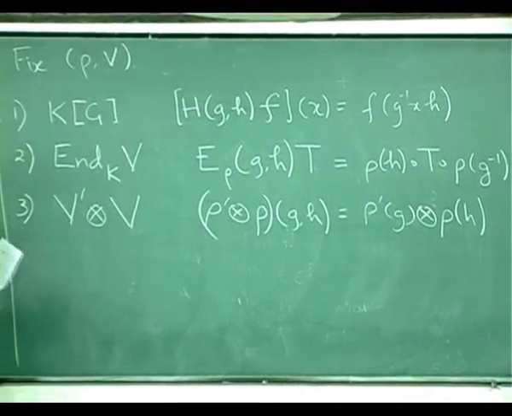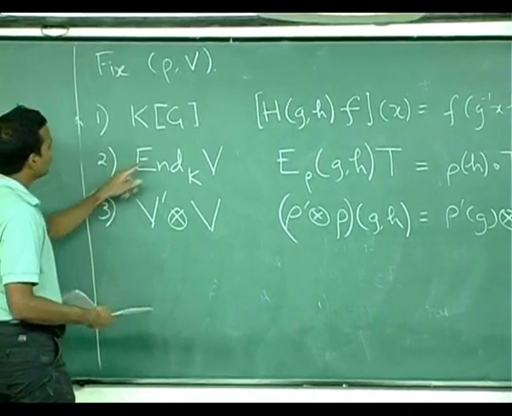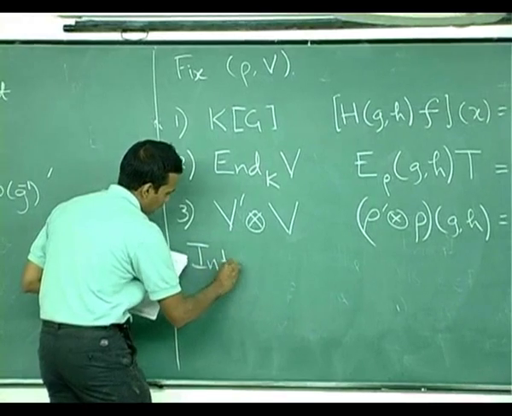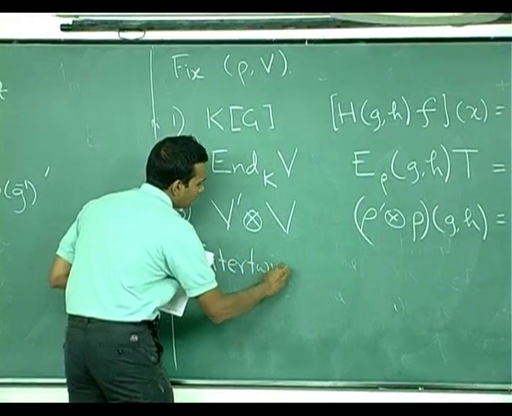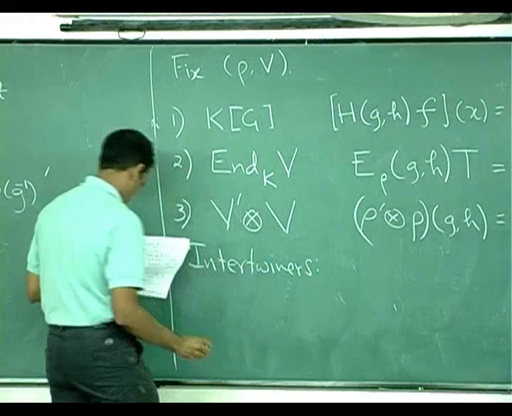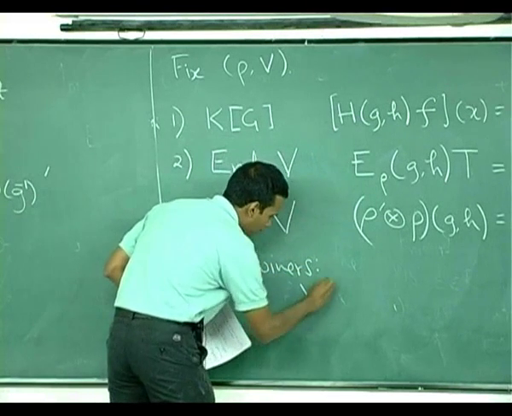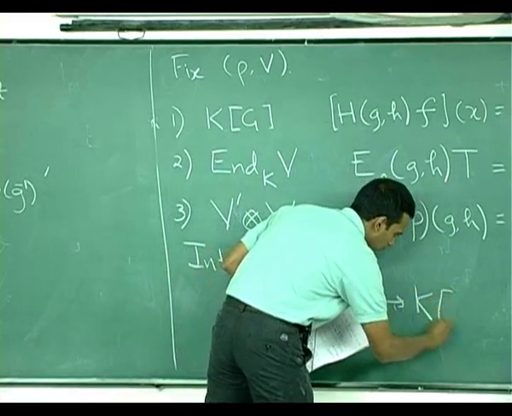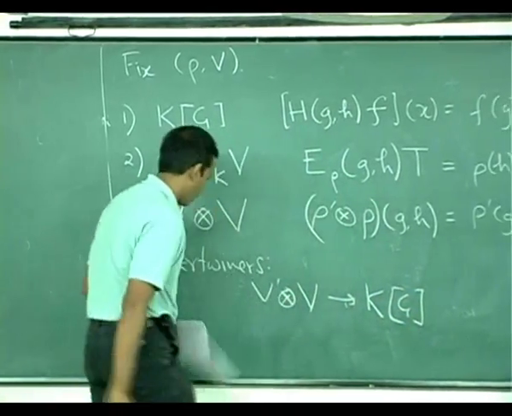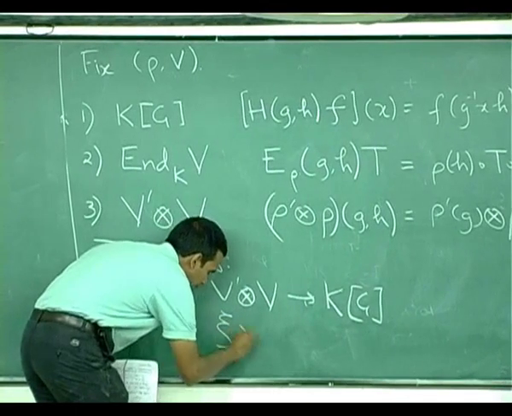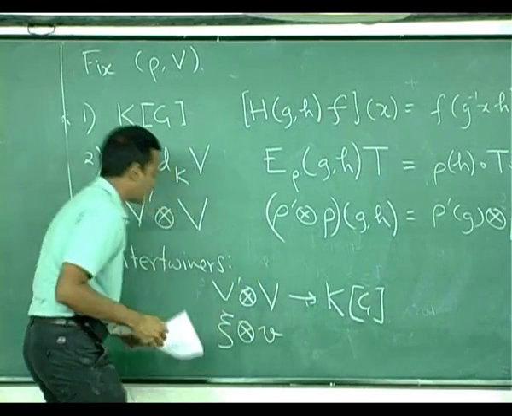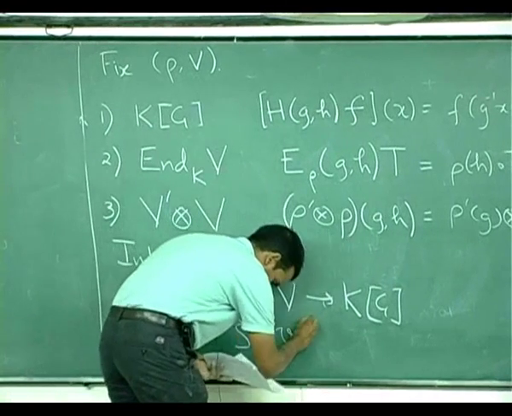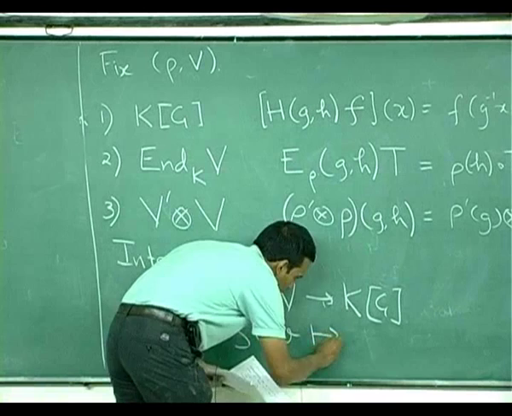Now let me explain to you how these things are related. So we know that, yeah, so let's just see some intertwiners. Again, I leave the checking to you. So from V prime tensor V to KG, you can write down an intertwiner as follows. These kinds of things will span V prime tensor V. And this should go to a function of G.